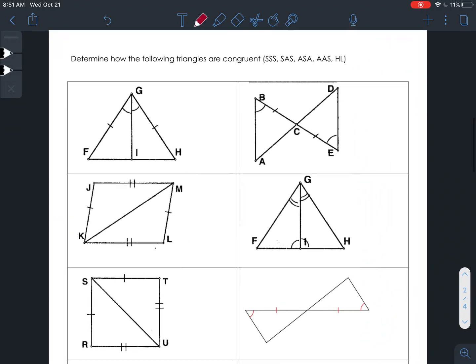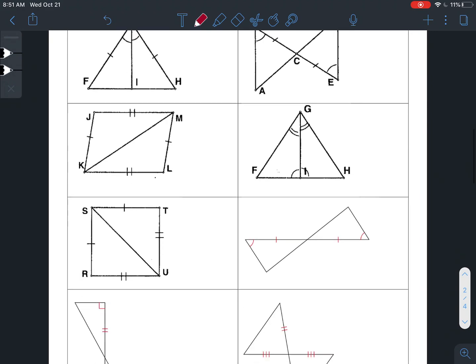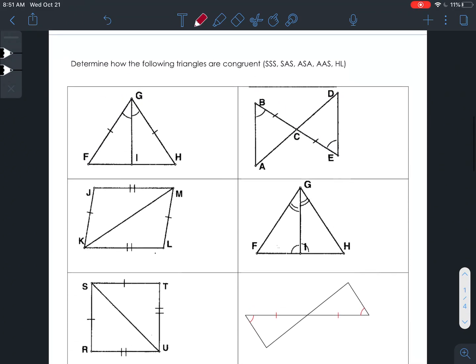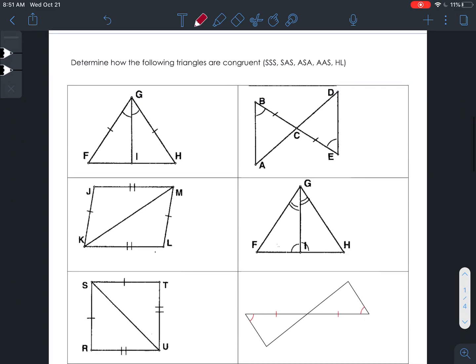Okay. All right. So on this one here, it says determine how the following triangles are congruent. We have using side, side, side, side, angle, angle, side, angle, angle, side, or hypotenuse leg. I'm telling you that these triangles are congruent. We just have to determine how, right? So which shortcut are we using?